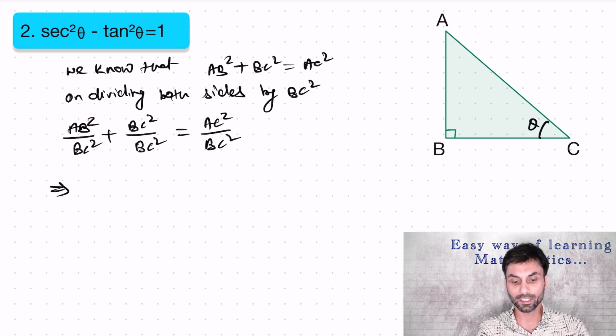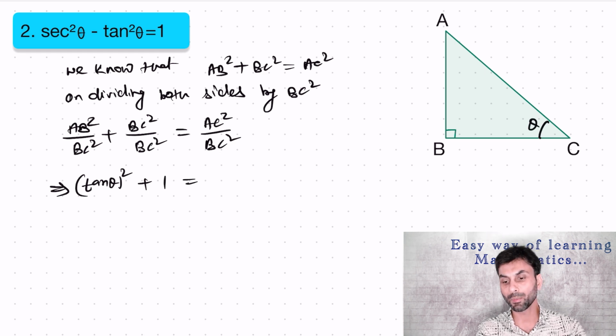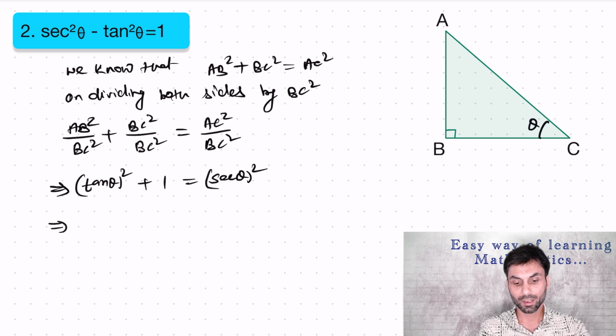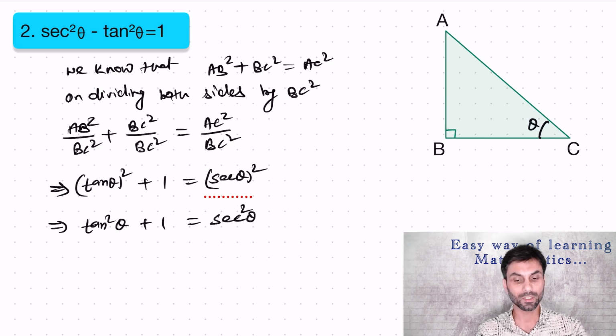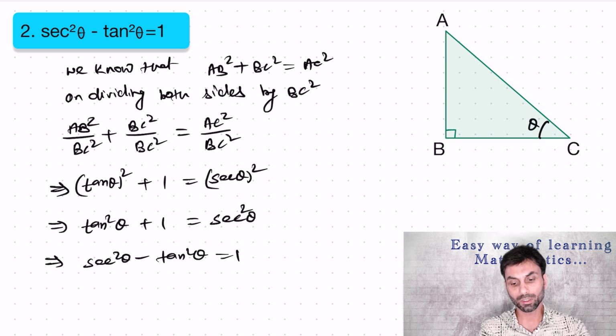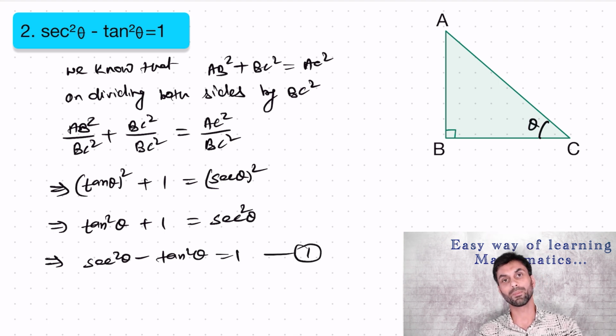Next, we can write it as AB upon BC. Here it will be opposite upon adjacent, which can be written as tan theta whole square, plus BC square upon BC square is 1, and AC upon BC will be hypotenuse upon adjacent, which we can write as sec theta whole square. Now tan theta whole square can be written as tan square theta plus 1, which will be equal to sec square theta. Which can be further written as sec square theta minus tan square theta, which will be 1, and that is how we can prove it.